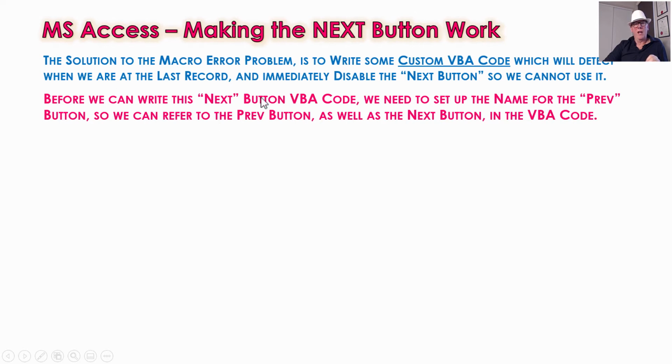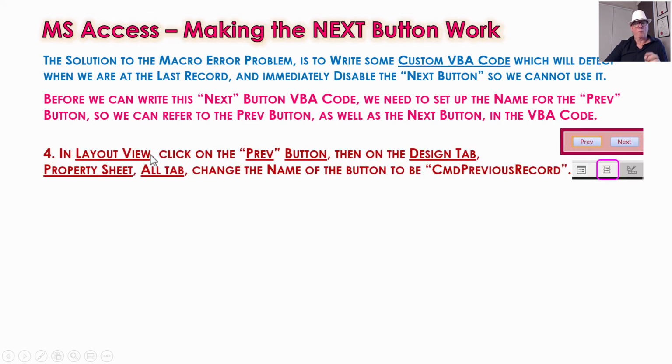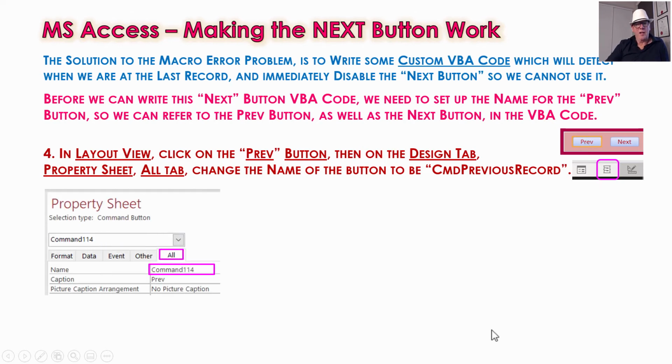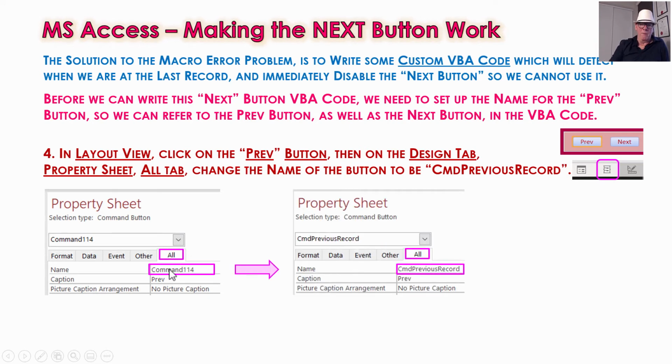Now, before we can do that, we need to set up the name for the previous button, because we're going to be using the previous button in the code as well, referring to it. So the previous and next buttons are kind of very tightly interlinked with each other. So just go to layout view for now. Click on that Prev button, and just do that usual all tab on the property sheet. We don't want that command number thing. We want it to say CMD previous record. Make sure it's spelled exactly like that, because that's how we're going to refer to it in the VBA code.